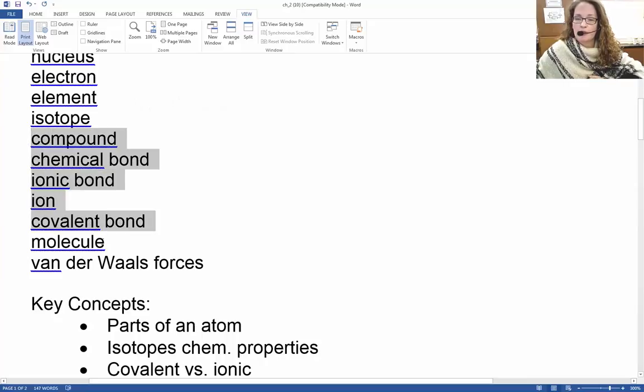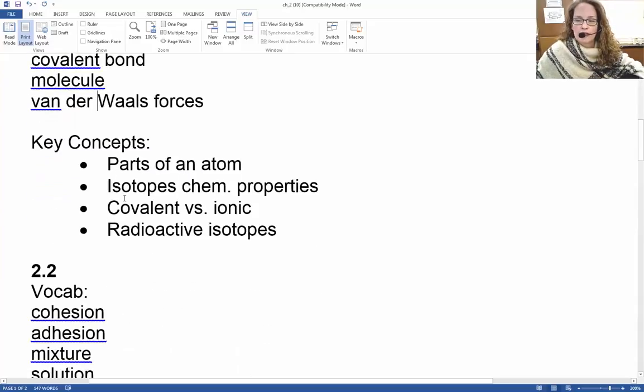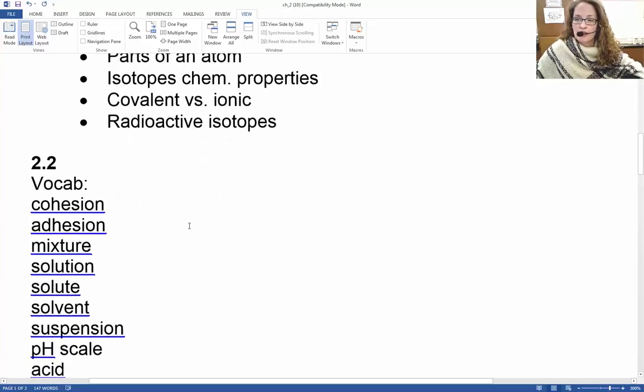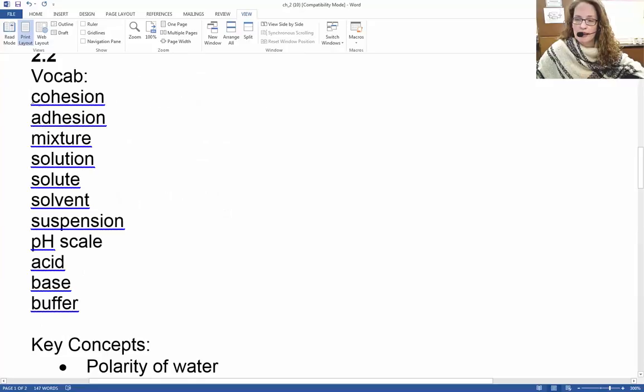And then compound through molecule went together. A key thing was to be able to tell the difference between ionic and covalent bonding. The major keys here in the key concepts were isotopes and their chemical properties, and covalent versus ionic bonding. So if you don't feel comfortable with those, I would make sure you study those a little bit more this weekend. In section 2.2, you had to compare cohesion and adhesion.